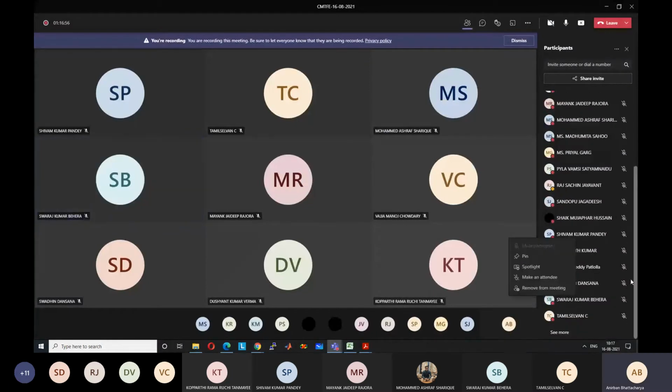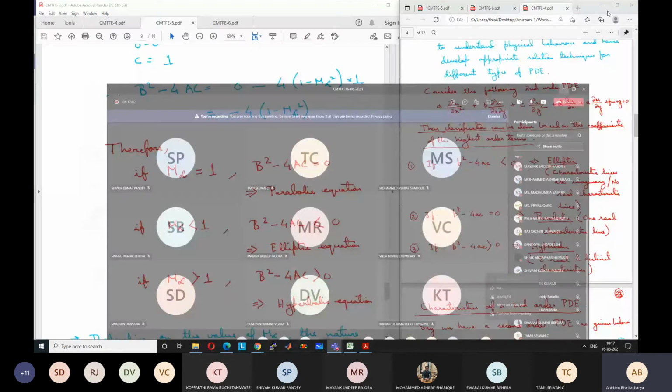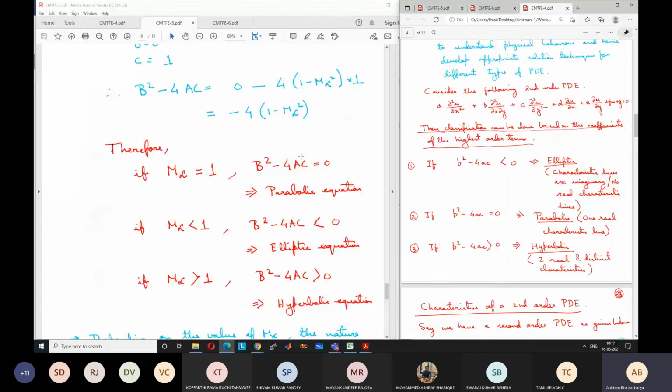So if Mach number is less than 1, this term inside the bracket is positive. 1 minus something less than 1 square. So it is positive. So overall this term is negative. So this becomes an elliptic equation. There are no characteristic lines, and the nature is elliptic. So for small velocities, this is an elliptic equation. When the velocity becomes equal to speed of sound, this becomes a parabolic equation.